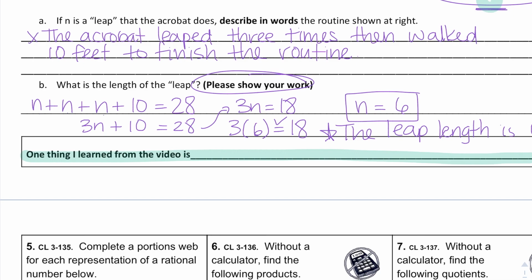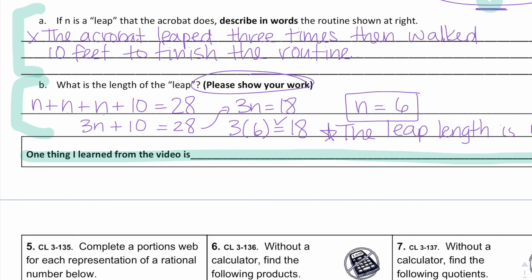Because I'm Miss Fu and I'm pretty fed up with some of these responses that say, I learned how to do something really generic, okay? So one thing I learned from the video is I needed you to say, when it asks for describe in words the routine, I needed to describe what the acrobat would be doing if that was a routine. Write something very clear and specific to the situation. It needs to be connected to what was made as a mistake on your paper. Okay? It cannot be a random statement of, oh, I learned how to find the lengths of the leap. You cannot do that. Okay?